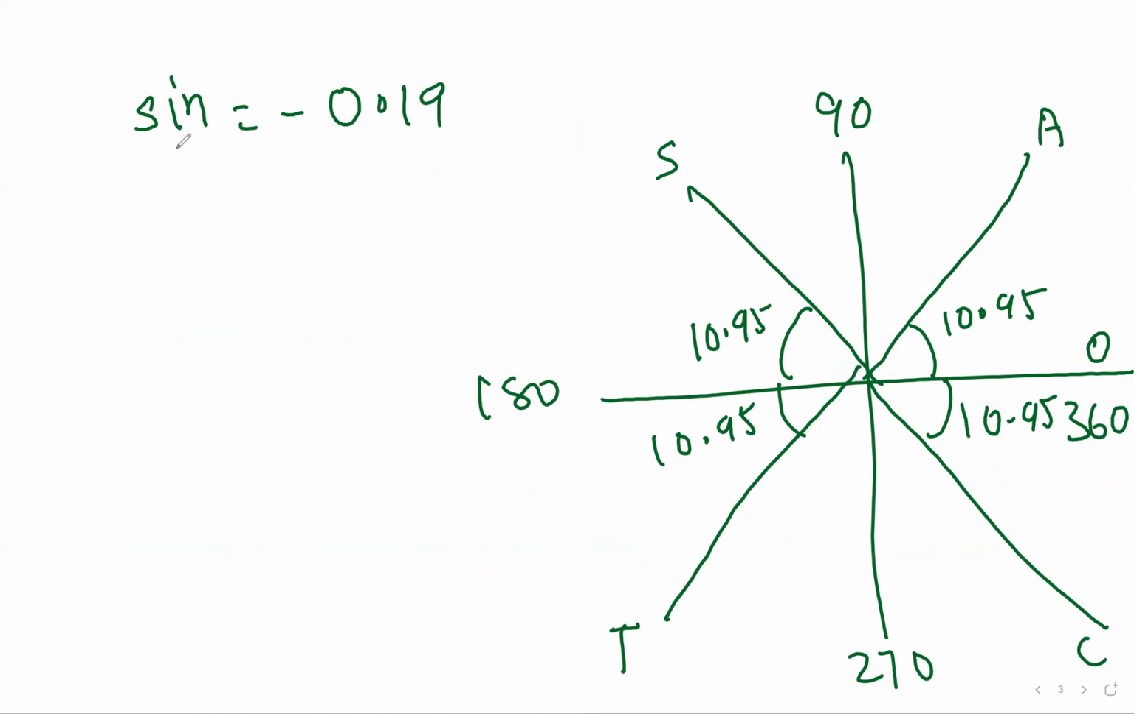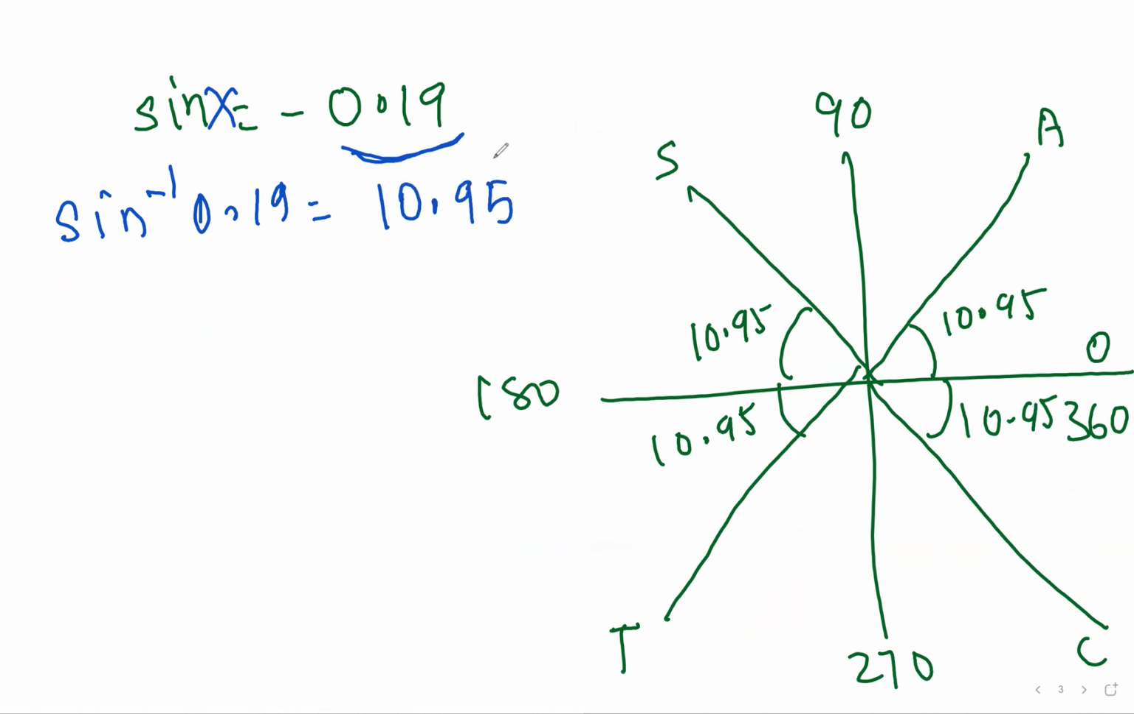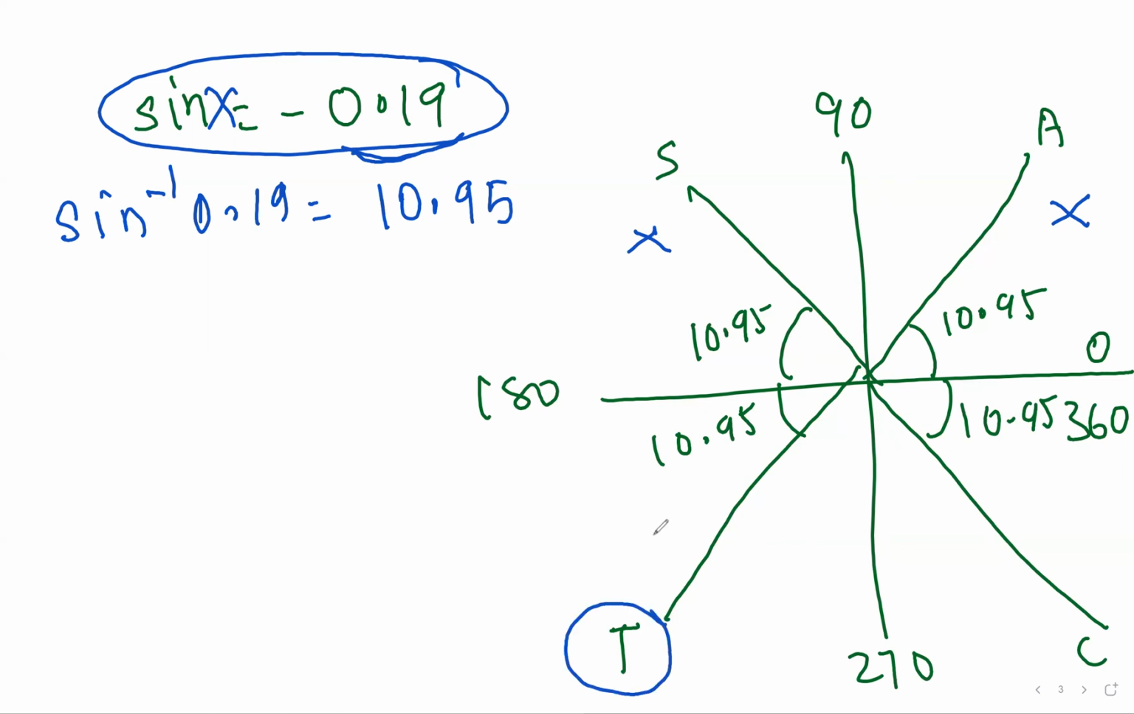Here, be very careful. I want sine is equal to negative 0.19. So sine inverse 0.19 is equal to what? It will be 10.95. I want sine negative. So as I want sine negative, where will I get sine negative? Not here because here all are positive. Not here because here cos is positive. I will be getting sine negative here and here. Because here only tan is positive, so sine will be negative. Here only cos is positive, so sine will be negative.